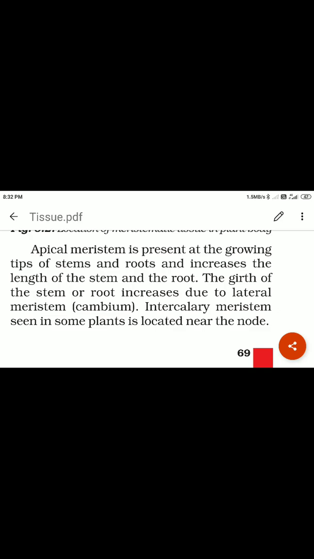Nodes, meaning when you observe the bamboo. Bamboo is the classic example, we can easily observe it. When we observe the bamboo plant, after some distance there is a rounded region. Nodes. Sugarcane is made from nodes, one region, second region, third, fourth. Those are the nodes, and that is called intercalary meristem.